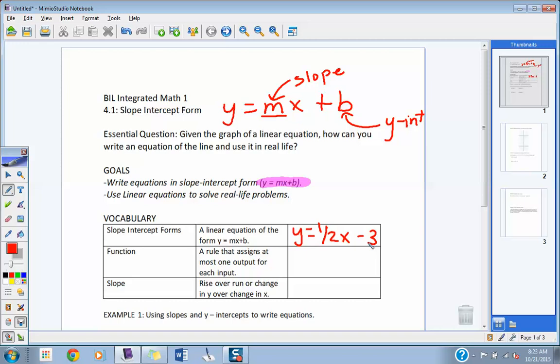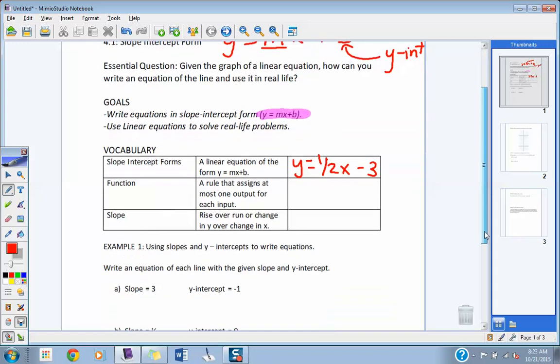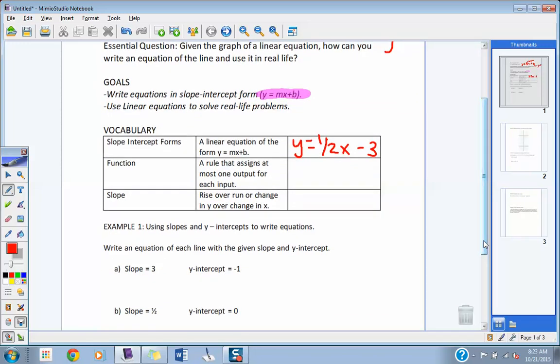We also know what a function is, so we want to revisit that in this section. A function is a rule that assigns at most one output for each input, okay? So we might try and recall function form. Also, if you ever see f of x, it's the same as setting it equal to what variable? The y variable. Guys okay there? All right. And then finally, slope. Slope is rise over run, or change in y over change in x. We've discussed that a lot this year.